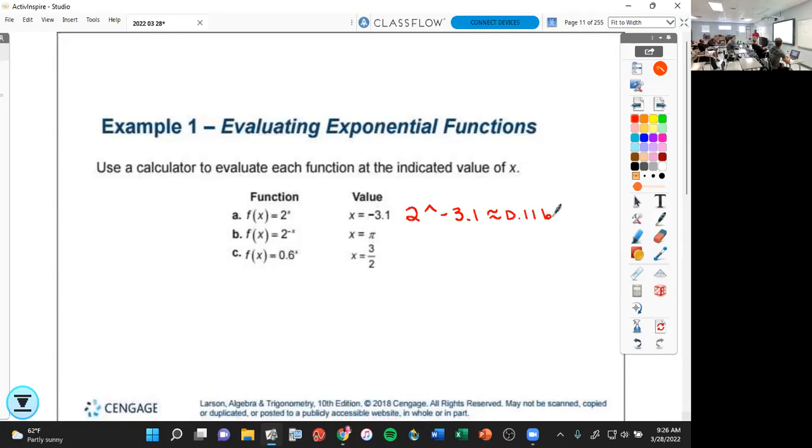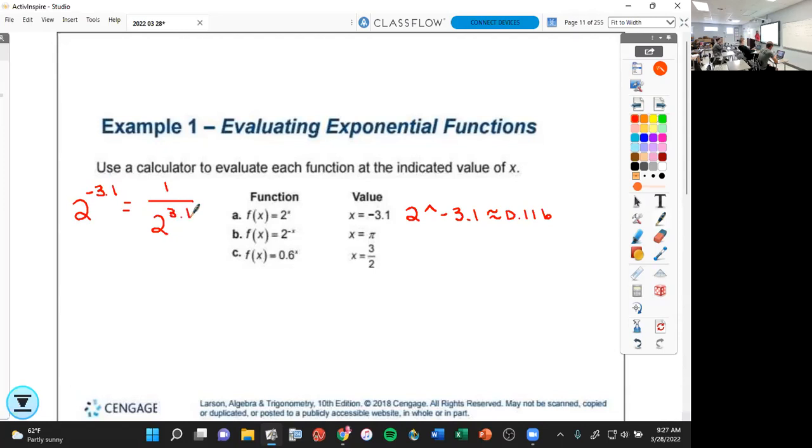How come it's not a negative number? Negative 3.1, that our x value is negative. How come our answer is not negative? Okay, what does the negative exponent do? One over 2 to the 3.1, right? So to get rid of a negative exponent, you pass it through the fraction bar. We've talked about this before. Okay.